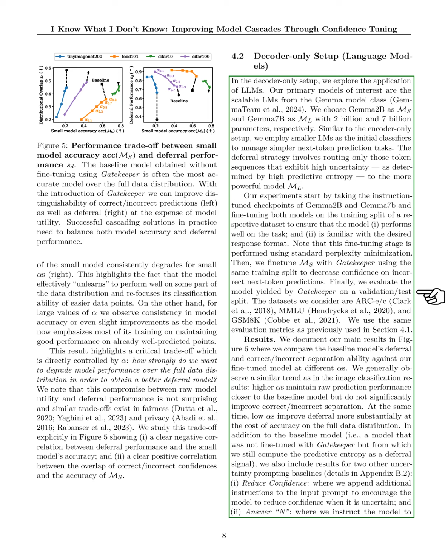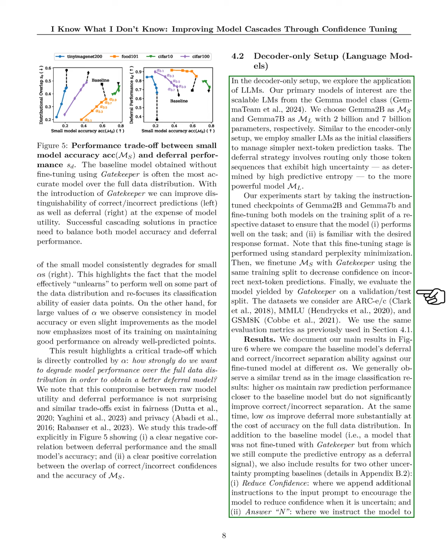We begin our experiments by fine-tuning both models on the training split of their respective datasets to ensure they perform well and are familiar with the desired response format. This fine-tuning uses standard perplexity minimization. Next, we fine-tune Gemma 2B with Gatekeeper to reduce confidence in incorrect predictions before evaluating the model on a validation test split. The datasets we analyze include ARC-E, C, MMLU, and GSM-8K, and we use the same evaluation metrics as before.